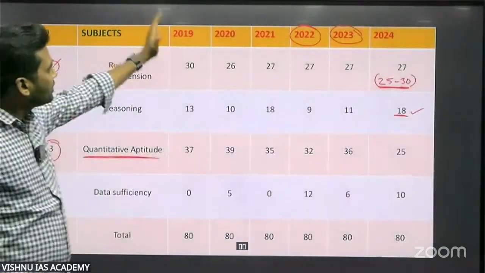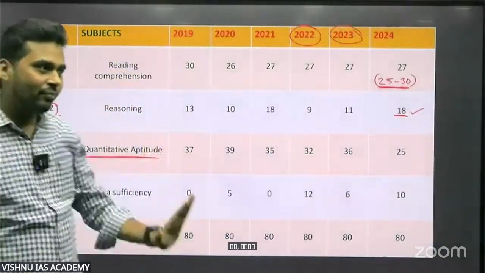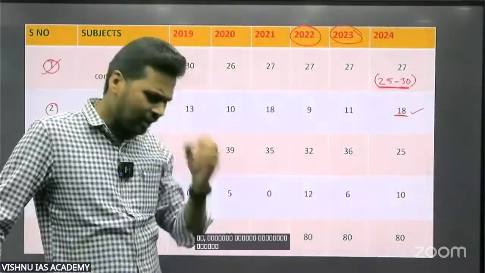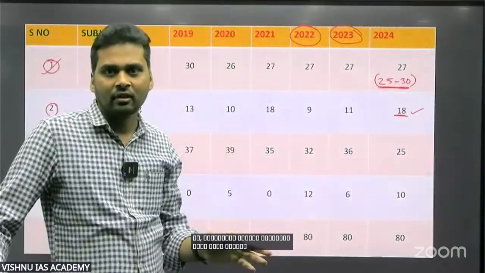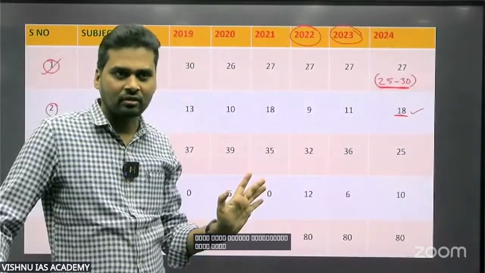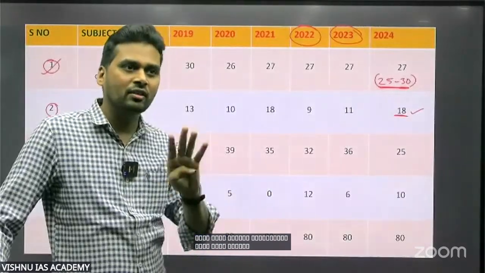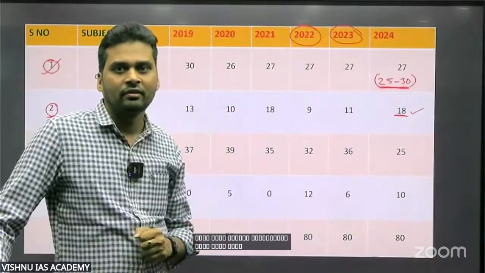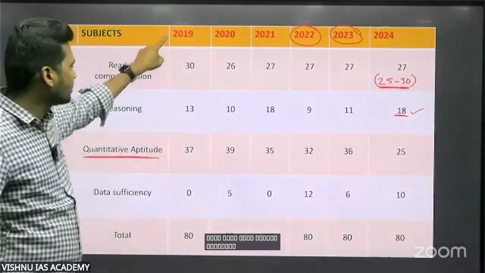See, from 2019, I told you the story is different before 2019. So there are very few questions. Hardly 8 to 10 questions, sometimes you can see only 4 to 5 questions. But the story is completely changed from 2019.